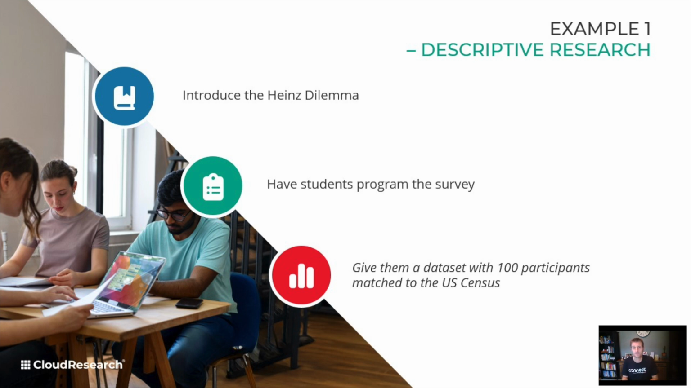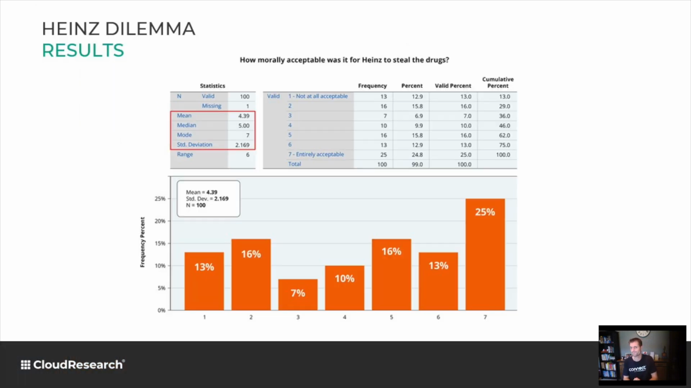Finally, after students program the survey, they then learn how they would gather data for a descriptive research project. Instead of actually collecting the data, though, the chapter gives them a data set that has responses from 100 people matched to the US Census. Students then learn how to analyze that data and to find out what people think, and they learn how to do things like create a figure that looks like this.